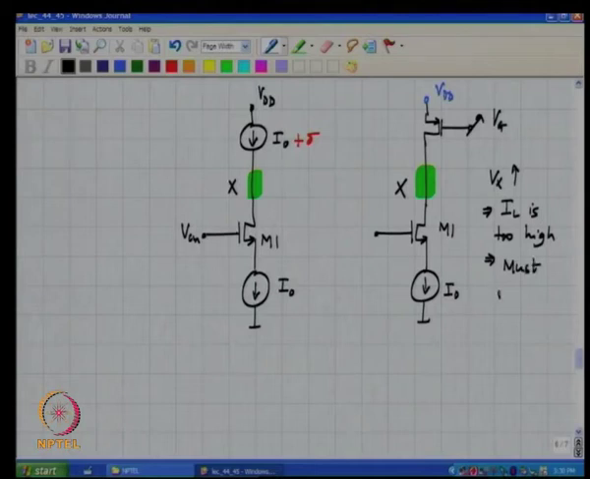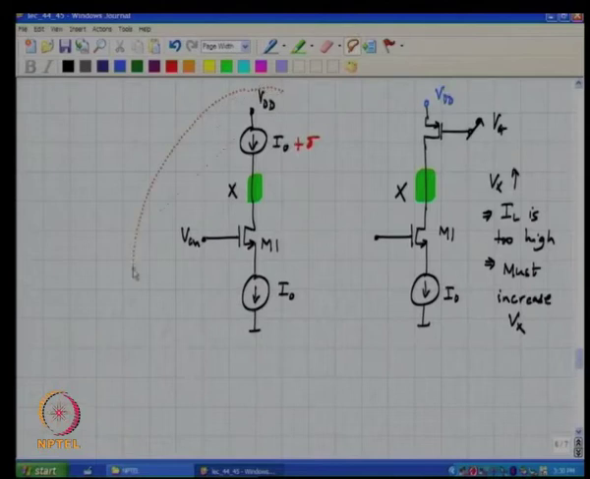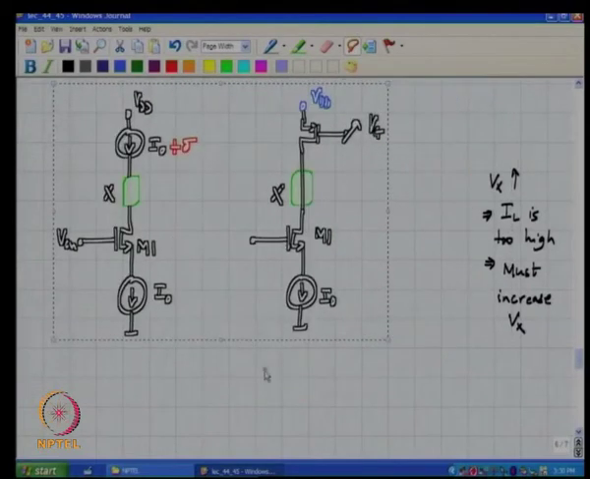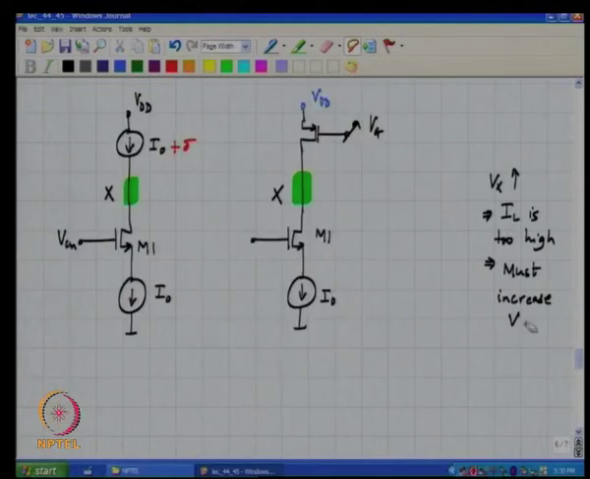Must increase Vx, right. So, this is a standard negative feedback process. So, increase Vg, sorry, this is a standard negative feedback process.